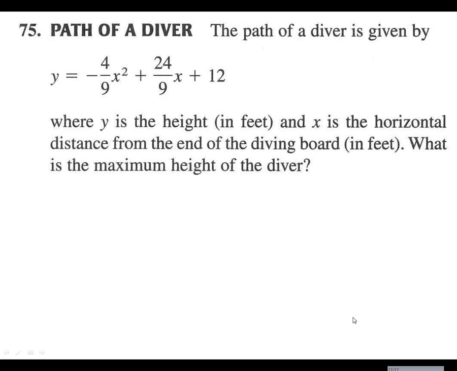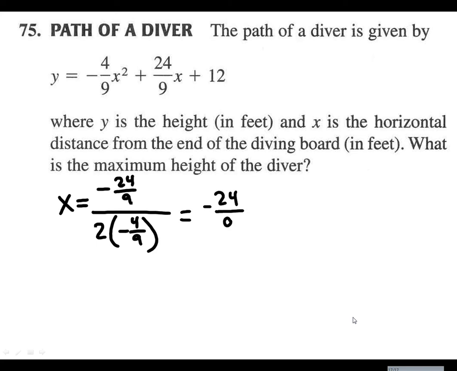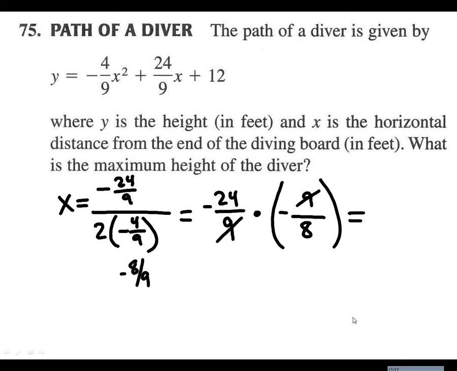All right, let's see how you did. On this one, we're going to say x equals negative 24 over 9 over 2, negative 4 over 9. And so what we have here is negative 24 over 9. I'm going to go ahead and times the reciprocal here. 2 times 4 is 8. That goes on the bottom now. 9 goes on the top. Remember, 2 times 4/9 is going to be negative 8/9, and we're just flipping that over. Go ahead and cancel your 9s. 24 divided by 8 is 3, and the negatives cancel out. So your x value is 3.